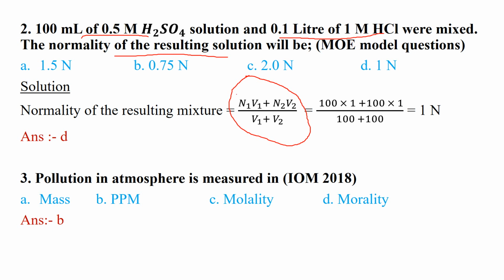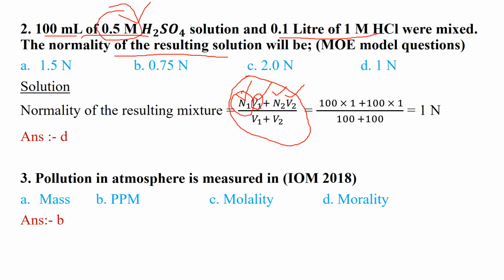N1 is the normality of H2SO4. V1 is the volume of the H2SO4. N2 is the normality of HCl, and V2 is the volume of HCl. Then 100 ml. So we have to put 100 in case of V1. Then what is the normality of H2SO4? 0.5 molarity of H2SO4 is given. Then we have to convert this into normality.